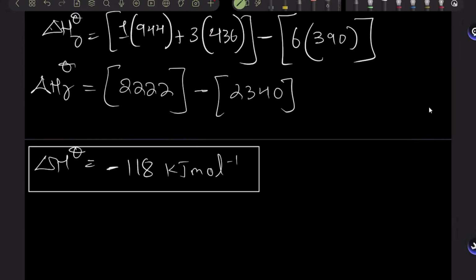Are we clear? So bond energy questions are very easy. You just have to be able to pick out the correct bonds, and to make it easier for you, just break all the bonds and form all the bonds. That will make it very easy for you to calculate bond energies. All right.